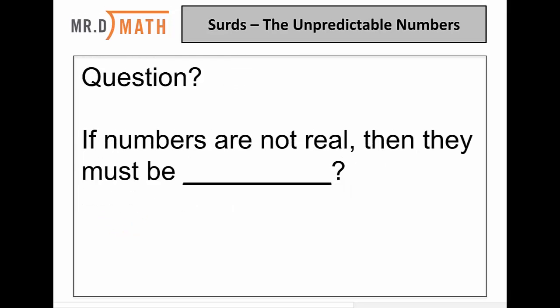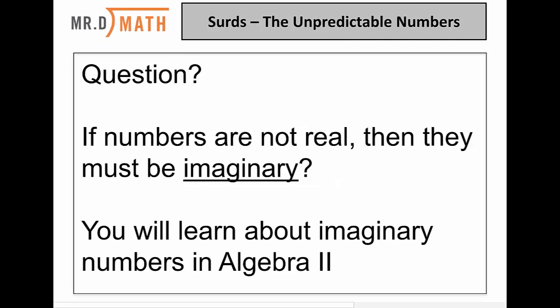Here's my question. We just talked about numbers when they're real. So what happens if they're not real? They must be what? What happens when numbers are not real? Believe it or not, there's actually a whole series of numbers that when they're not real, guess what we call them? Some of my students call them fake, but another way to say that is they are imaginary.